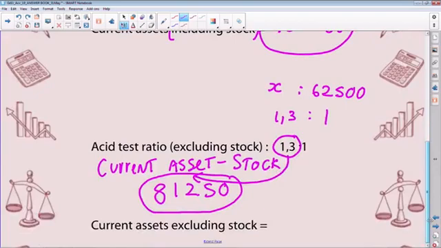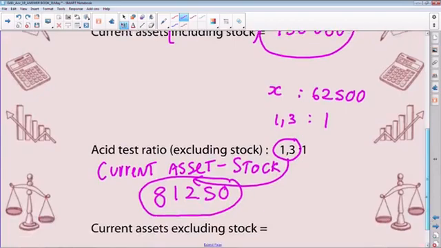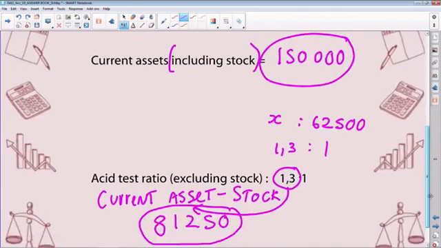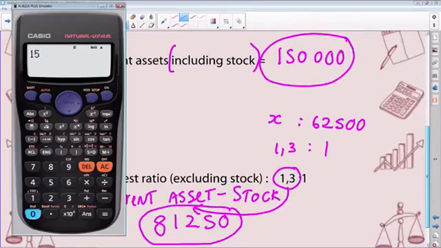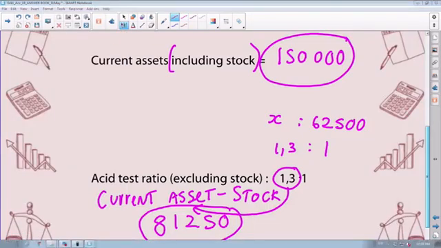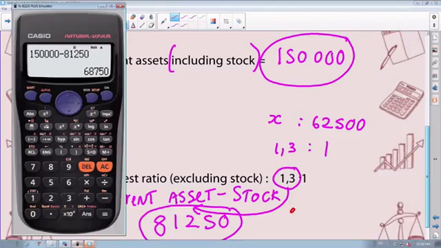Let's calculate your stock. So therefore, your trading stock figure will be as follows. Okay, let's get the calculator out. All right, my trading stock would be 150,000 minus 81,250, and therefore my stock figure, let's just write it in a different color pen. Right, so my stock figure, so therefore stock is equal to 68,750.